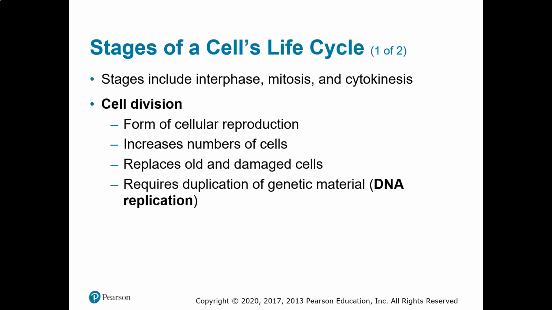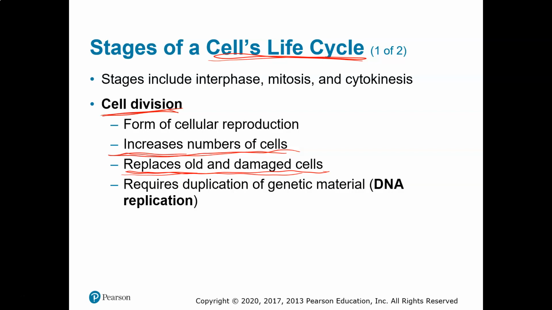Okay, now we also need to go over the life cycle of a cell and talk about cell division. Cell division is a form of cellular reproduction. What it does is increase the number of cells, so it can help us to grow larger, and it can help us to repair, like if we get injured, it can help repair our body tissue. Cell division replaces old and damaged cells. We lose our top layer of skin every 2 to 3 weeks, and that top layer is replaced by new cells that are formed from cell division.